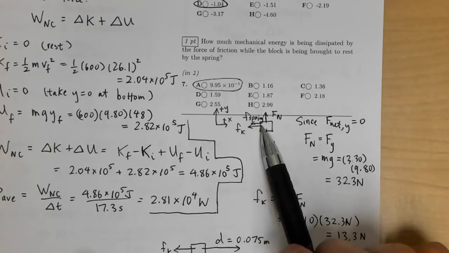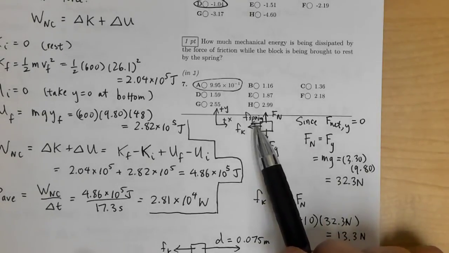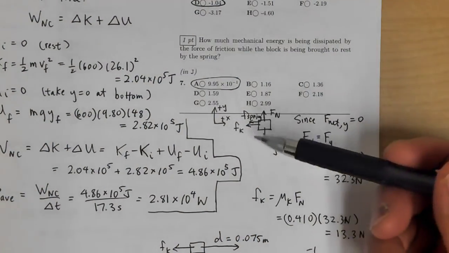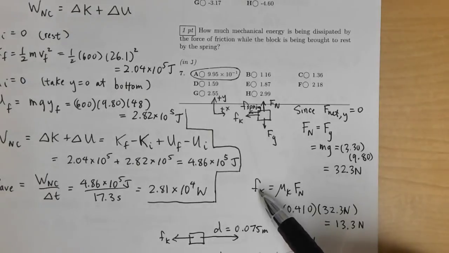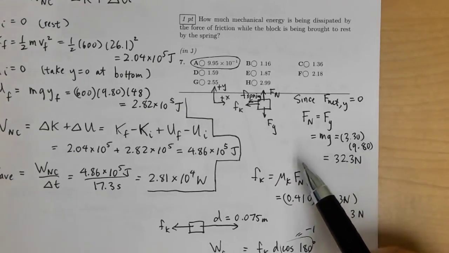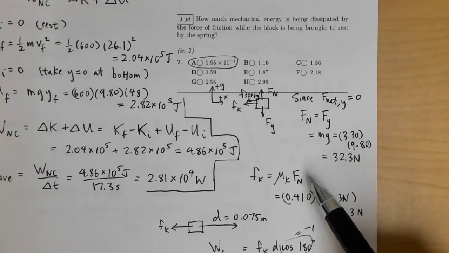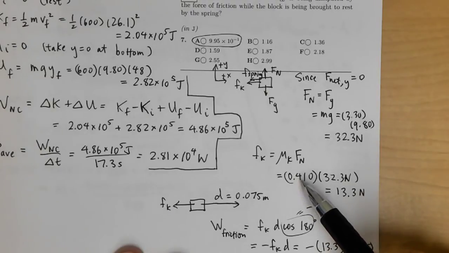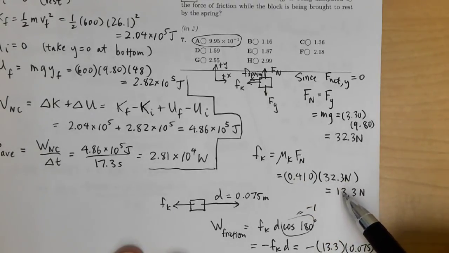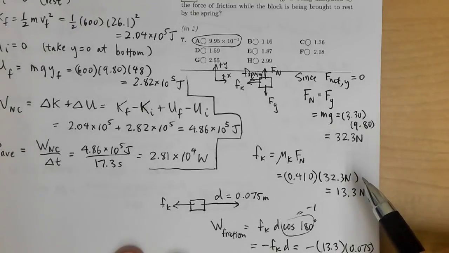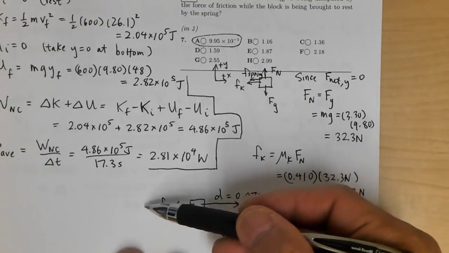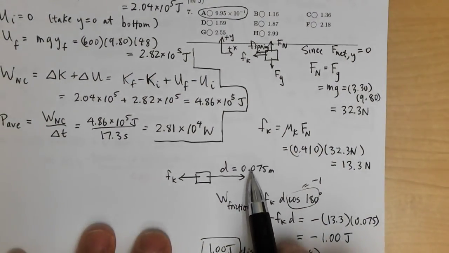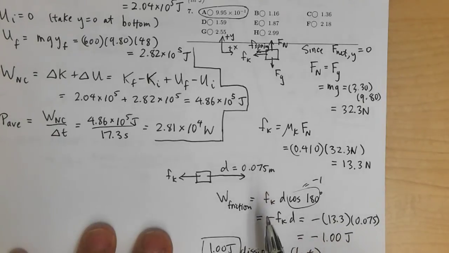Now, we have then the spring force, and we have the force of kinetic friction. Okay, so the block is moving in this direction, so the kinetic friction is going in the opposite direction. So the force of kinetic friction is mu k, the coefficient of kinetic friction times the normal force. We got the normal force to be 32.3 newtons, so we get the coefficient, which is 0.41 times 32.3, and that's 13.3 newtons. So now we have 13.3 newtons going in this direction, and we have the displacement going in this direction, and so that displacement is 0.075 meters. Right?